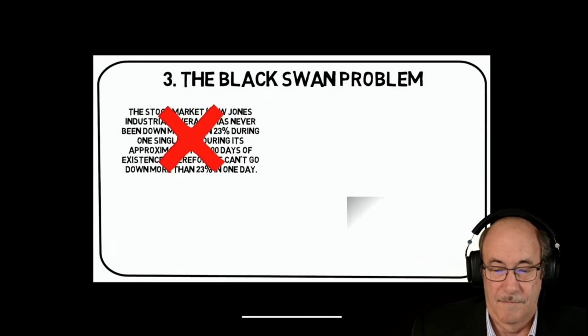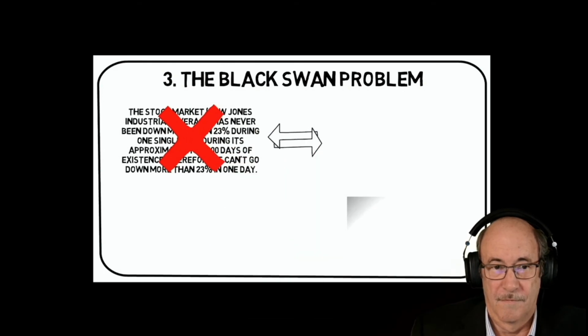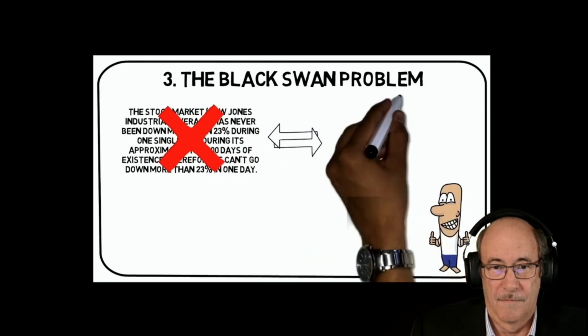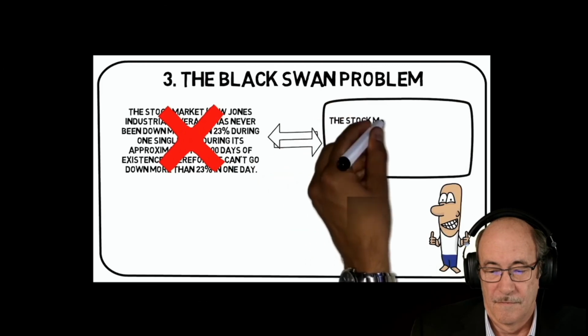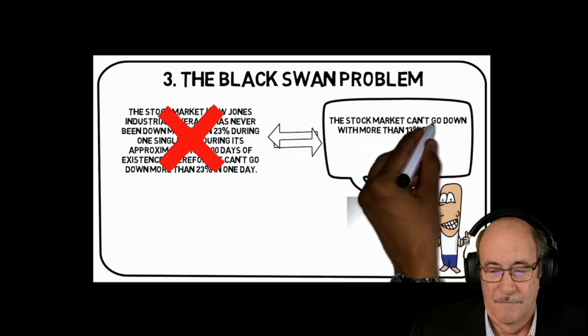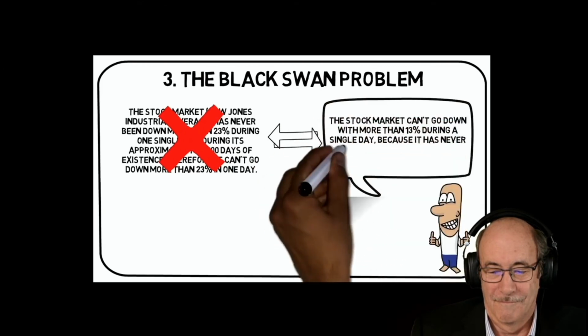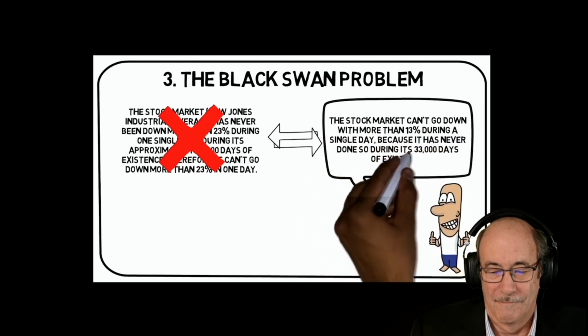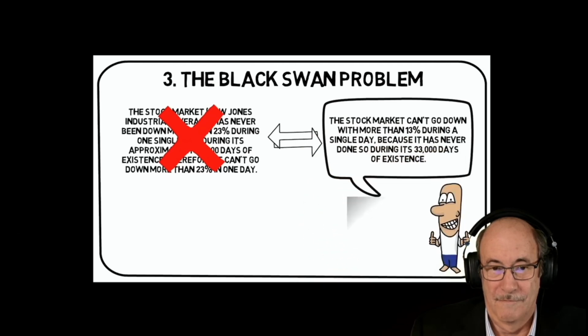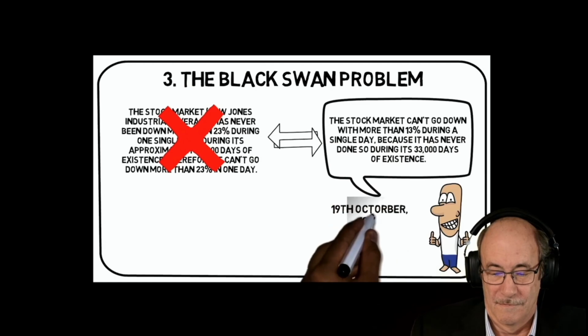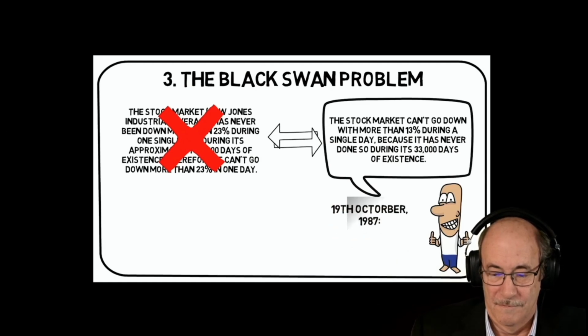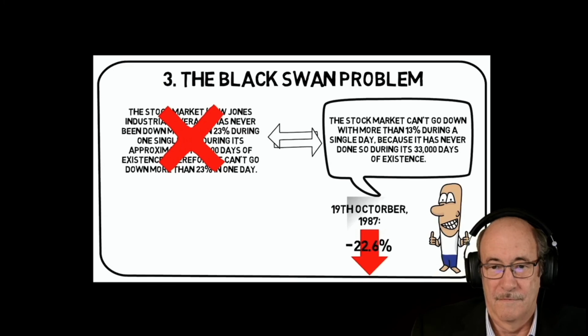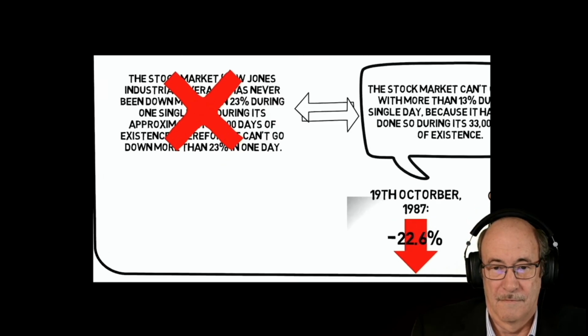Imagine someone making a similar argumentation on the 18th of October in 1987. The stock market can't go down more than 13% during a single day because it has never done so during its 33,000 days of existence. This person would be proven wrong the next day, when the Dow Jones Industrial Average crashed by 22.6%. This is referred to as the black swan problem.